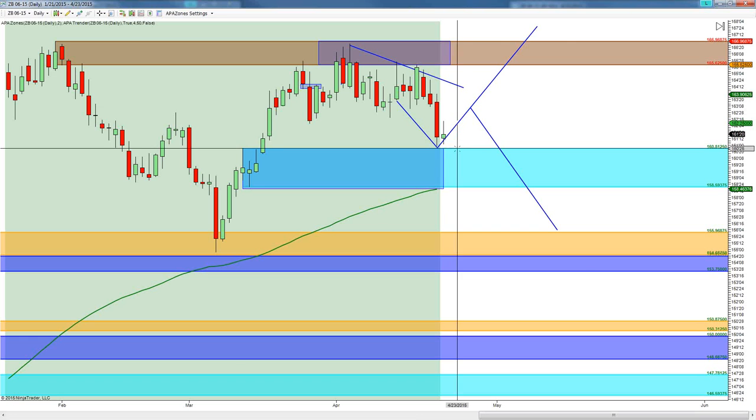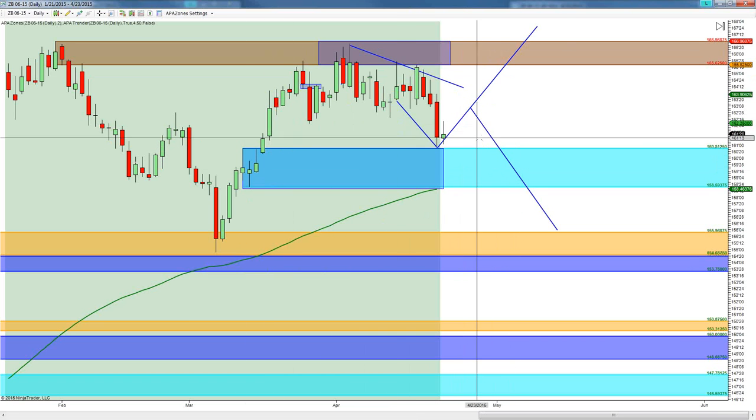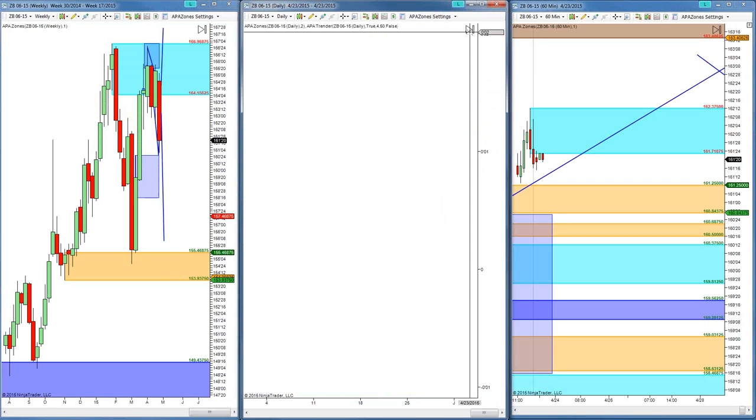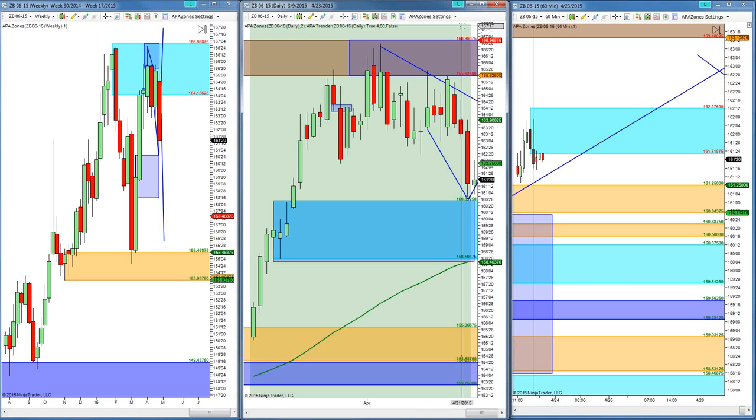And I think we'll get a real good retest of this level, just seeing how pretty it looks here. Okay, so we will see what happens in the week to come.